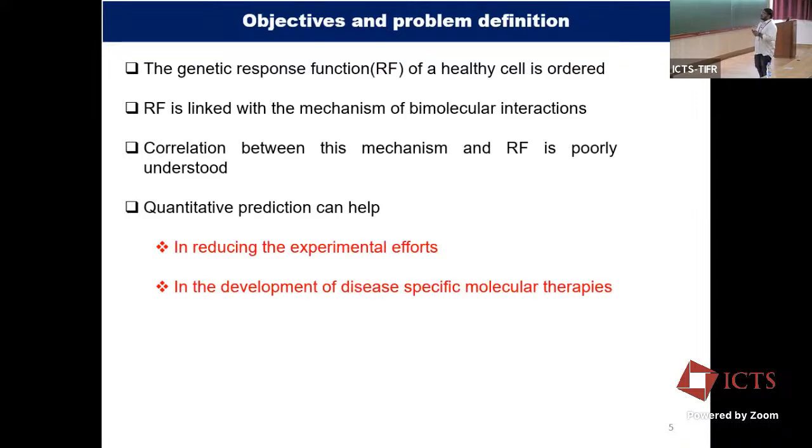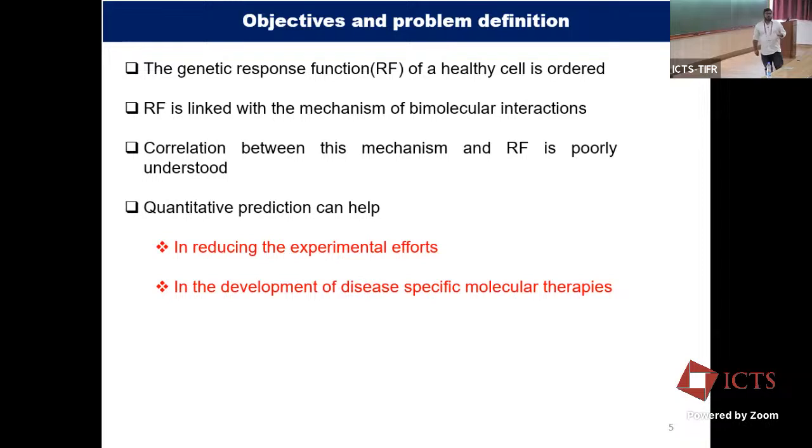So what are the objective and problems that we have figured out here? We know that in a healthy cell, genetic response function is ordered. Even though the cell is a very noisy system, still a healthy cell has an ordered genetic response. And this response function is somehow linked with the biomolecular interactions that are happening at the gene level. And the correlation between this mechanism and response function is actually still not known with clarity till date.